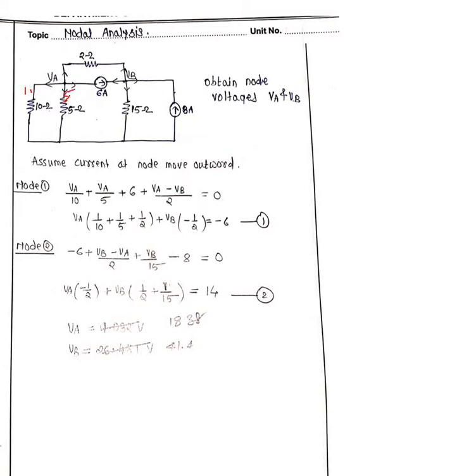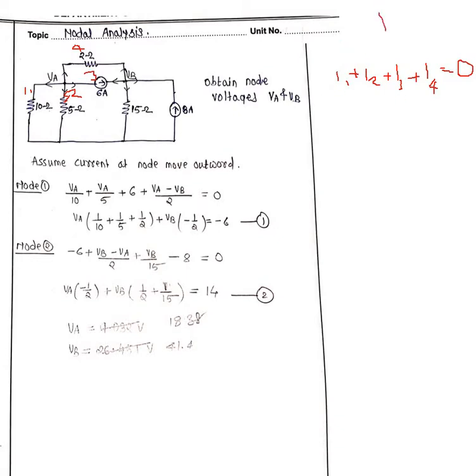I2, I3, I4. So how many are there? You will write I1 plus I2 plus I3 plus I4. There are 4 arrow marks. It is equal to 0.